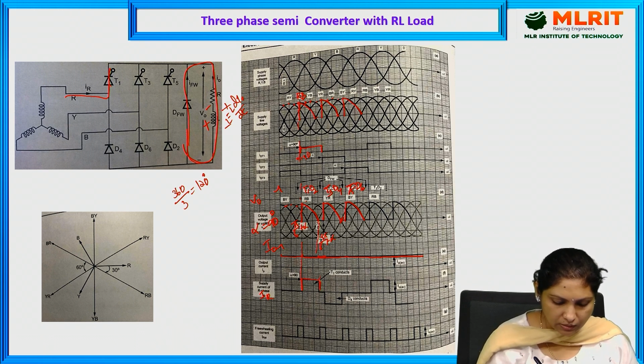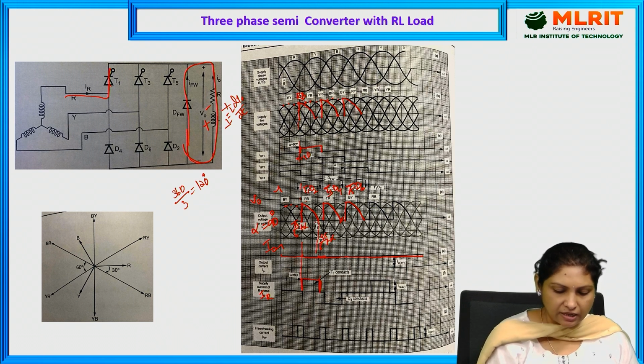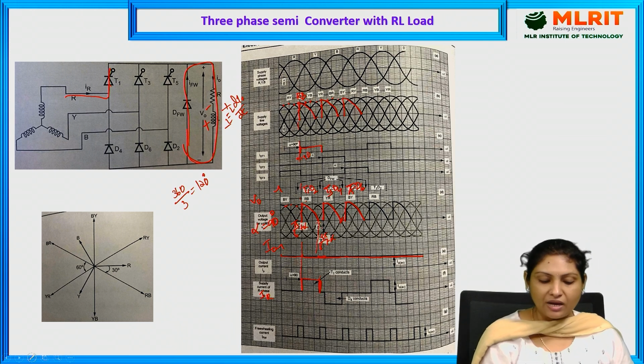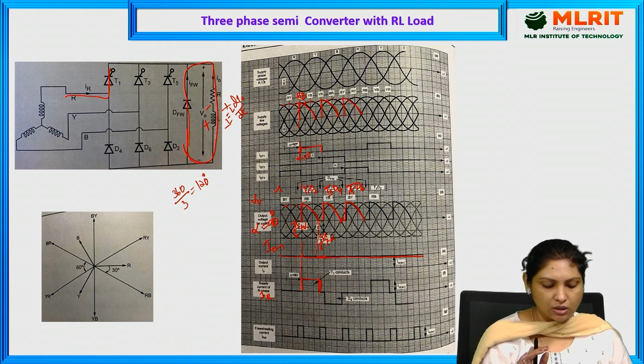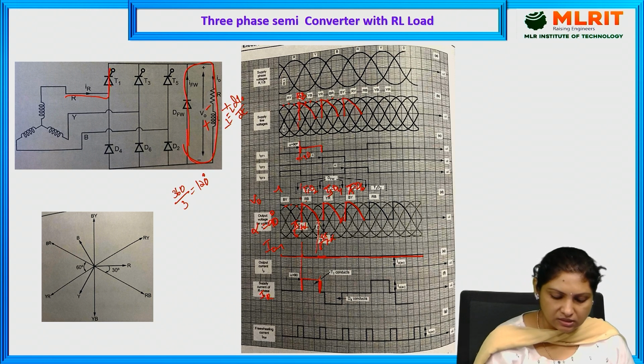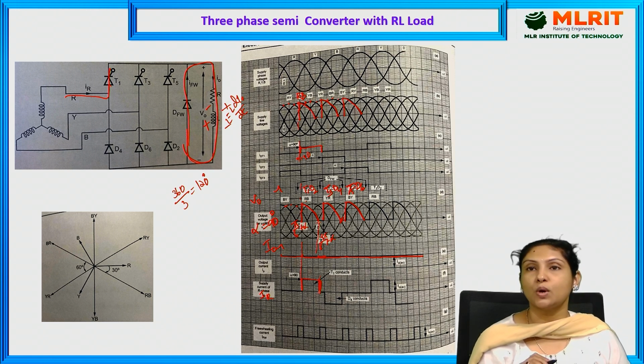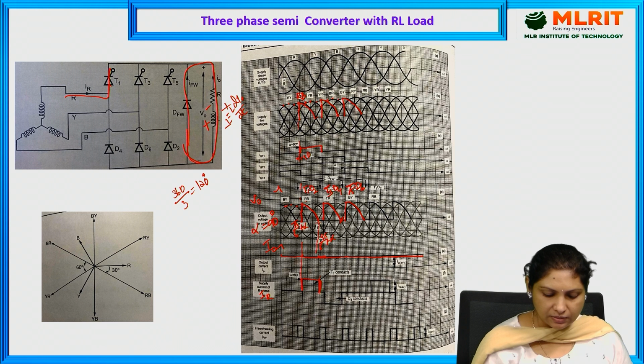R phase will be conducting. And by this time, the thyristor is off and the freewheeling diode is coming into the picture. So there is no current through the R phase. That is the reason at this instant thyristor 1 is getting turned off and it is remaining off.